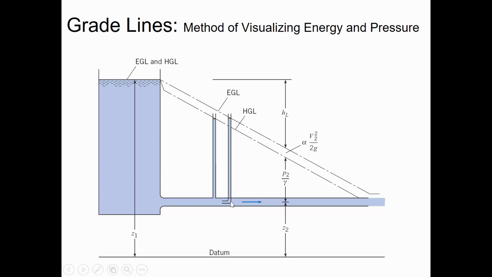Any questions so far? Yeah. So if there wasn't any pipe friction, then the EGL would be constant? That's right. Yep. If there was no pipe friction, then it would be a horizontal line.